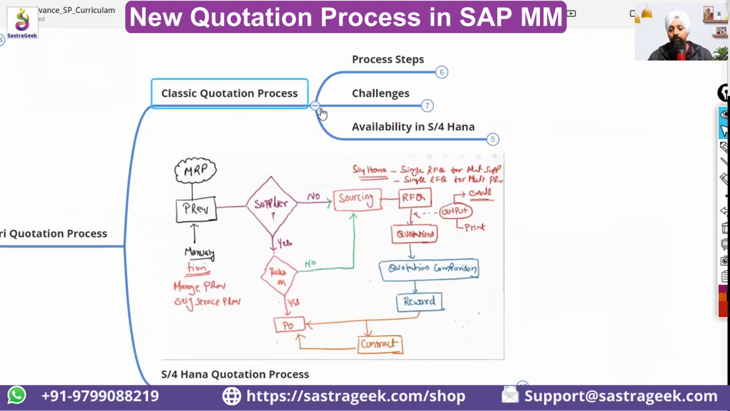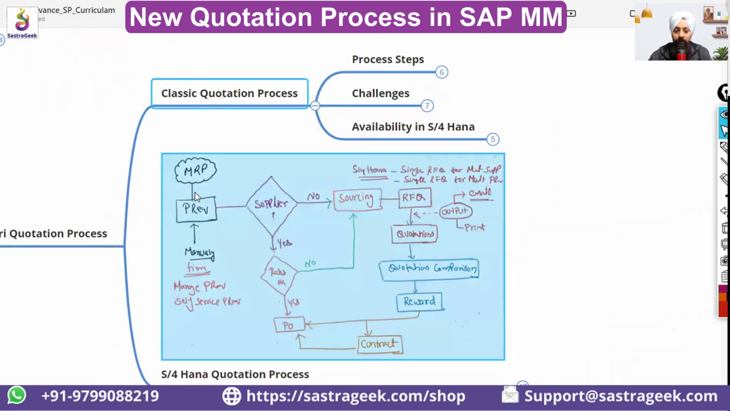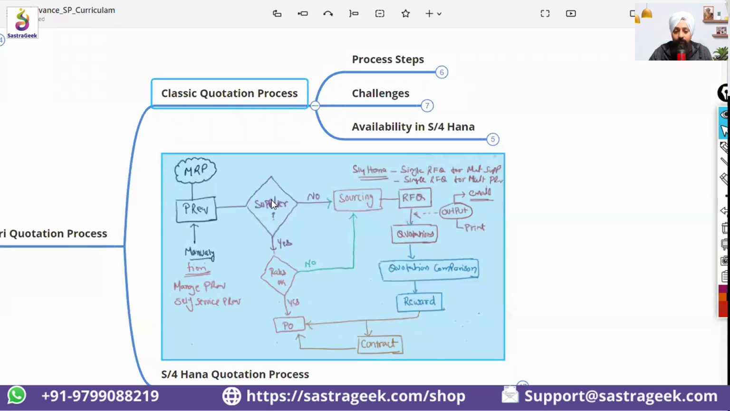So basically, where do we use a quotation process? We use it when we run MRP, or when a purchase requisition comes directly, and for that purchase requisition we identify whether a supplier is assigned or can be assigned to it. If we find the supplier and the rates from the supplier are okay, then it goes ahead with the procurement process.